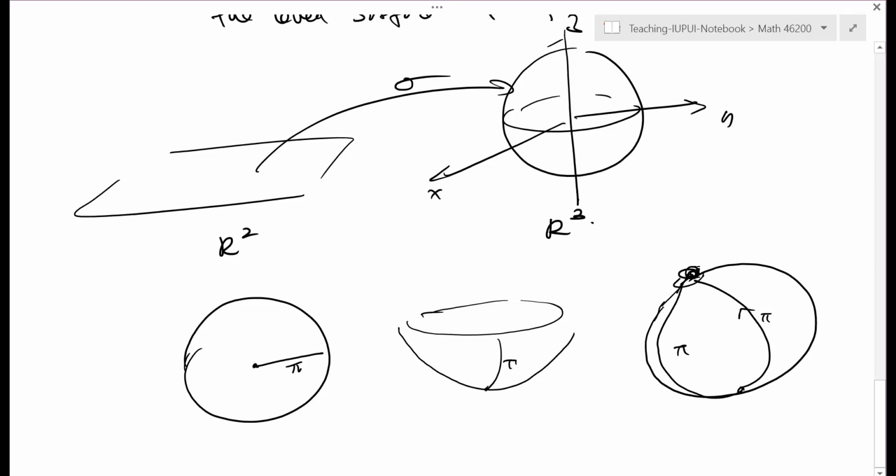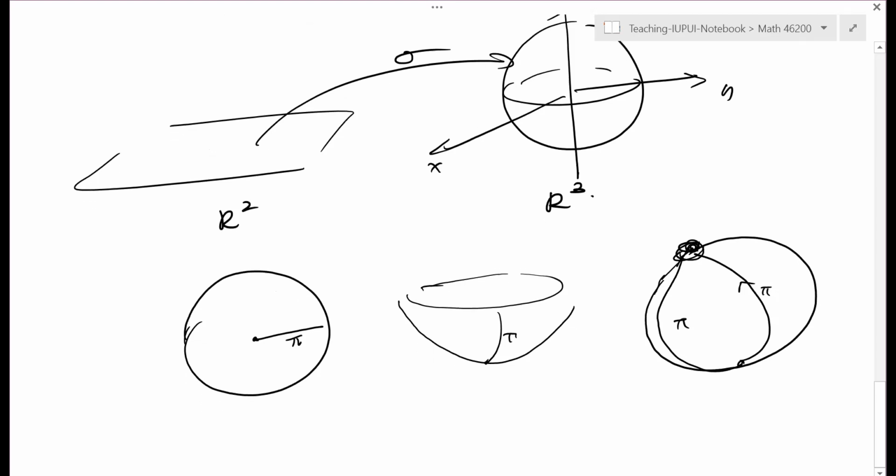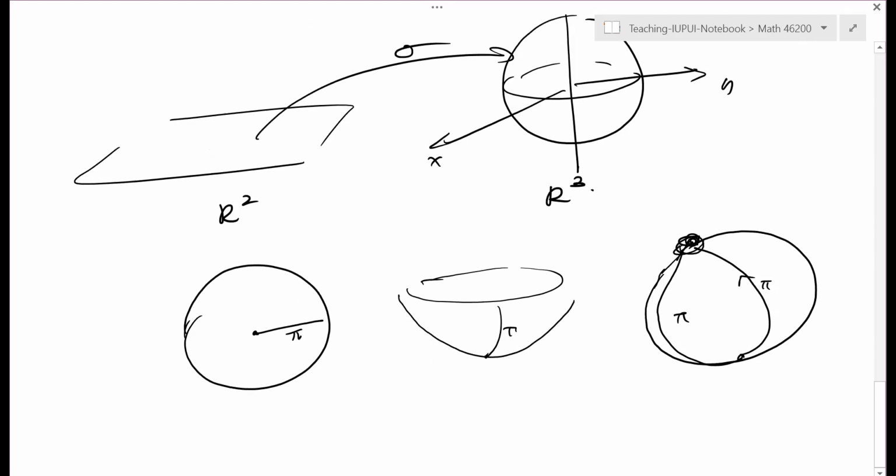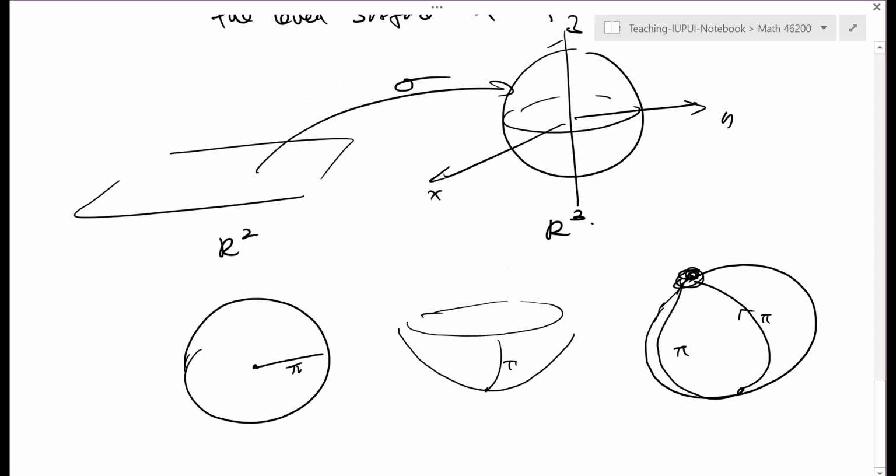So this is an open set. This point is never covered, because the North Pole is not covered. So I can find the sigma to cover the sphere as much as possible, but I cannot cover the whole sphere. The sigma must be 1 to 1.